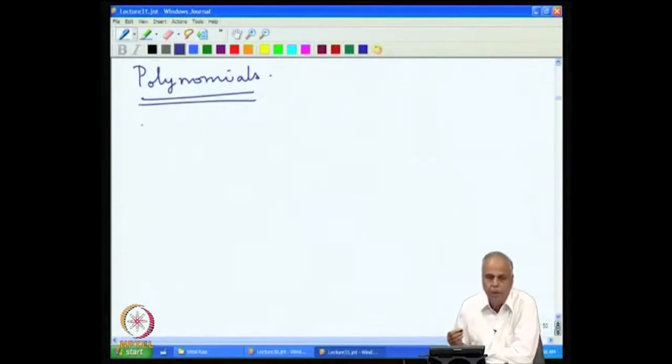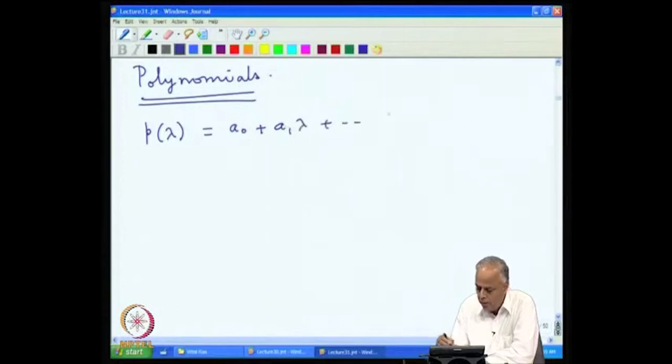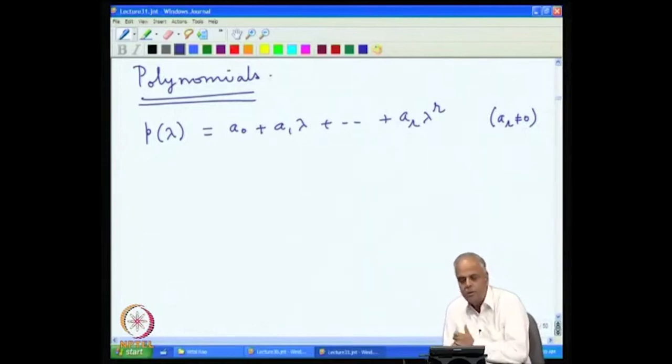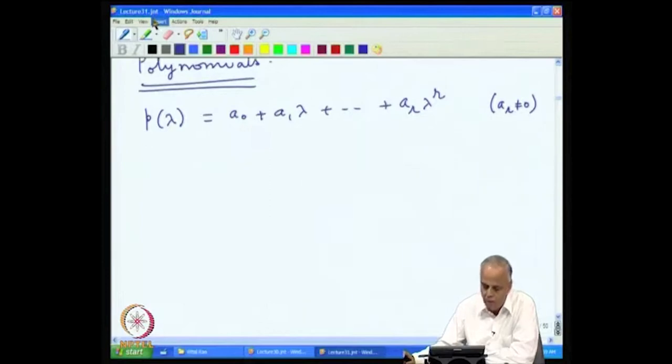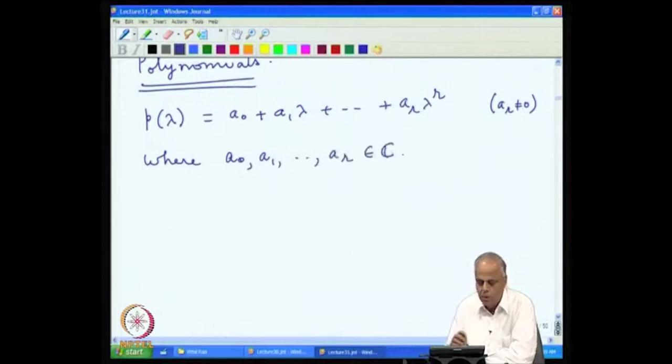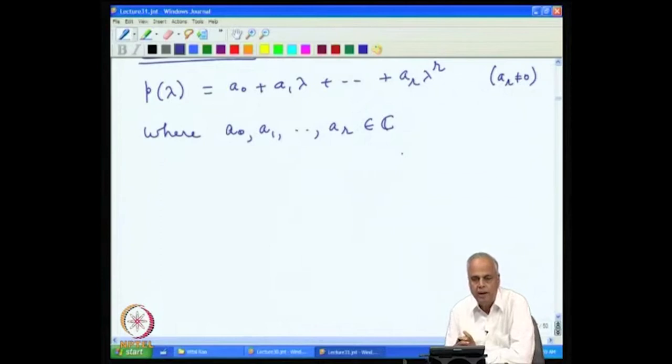So, we will now consider only polynomials over the complex numbers. So, we always look at a polynomial p of lambda, which is of the form a naught plus a 1 lambda plus up to a r lambda to the power of r. We will assume a r is not equal to 0, so that the degree is r. If only the constant term is there and all other terms are missing, we will call it the constant polynomial. So, we consider in general polynomials of this type, where the coefficients a naught, a 1, up to a r are all complex numbers. So, we are considering polynomials with complex coefficients. Now, the simplest polynomials are like lambda, lambda squared, lambda cubed, namely the powers of lambda.